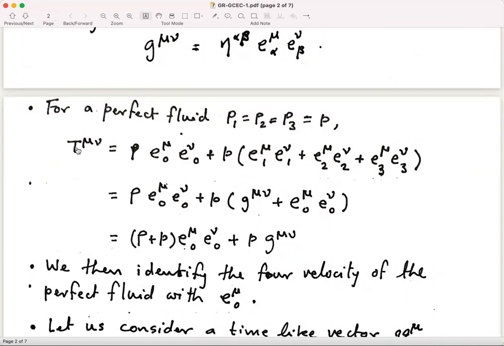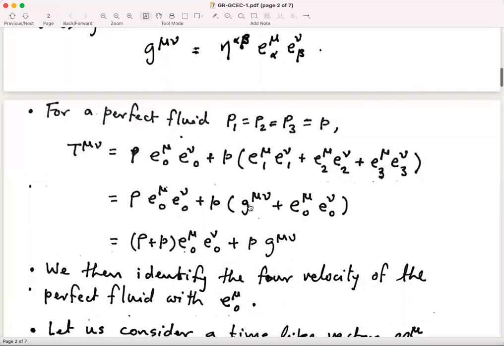Fine. So this is how the energy momentum tensor for a perfect fluid would look. Now what we really want to do is to consider energy conditions for a generic energy momentum tensor, not necessarily for the perfect fluid. Of course, if you can do it for a generic energy momentum tensor, you can always specialize that to the perfect fluid and obtain the corresponding conditions for the perfect fluid.